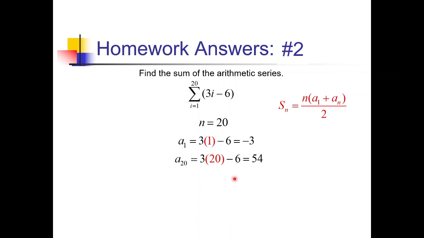So putting it all together, I've got a bunch of stuff over 2. I've got specifically 20 times negative 3 plus 54, all over 2. I could probably do this without a calculator just because I'm kind of lucking out here with the 2 and the 20. 20 divided by 2 is just 10, and negative 3 plus 54 is 51. So this is just 10 times 51, which is 510. But you could use a calculator to check it.